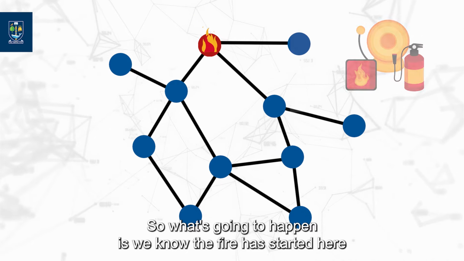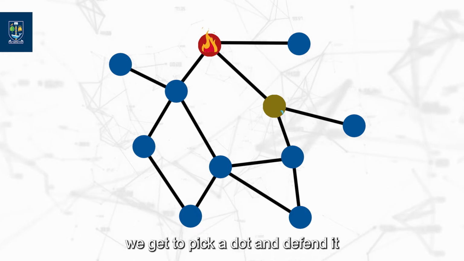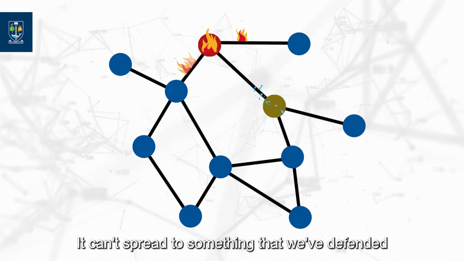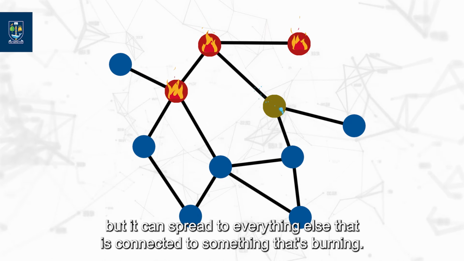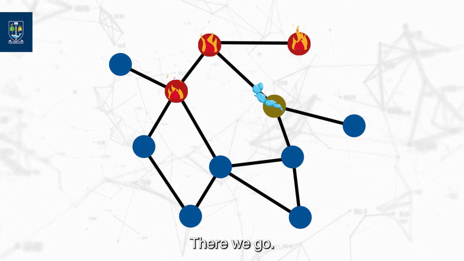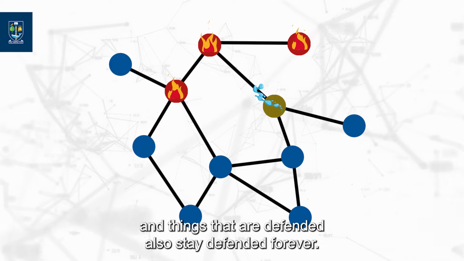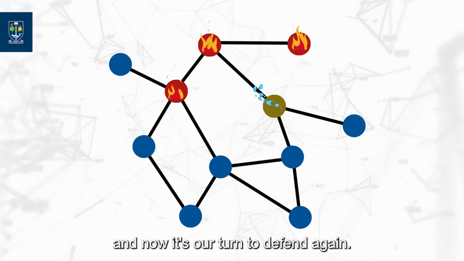So what's going to happen is we know the fire has started here, and then on our turn, we get to pick a dot and defend it, and then the fire is going to spread over all of the links that it can spread to. It can't spread to something that we've defended, but it can spread to everything else that is connected to something that's burning. There we go. Things that are on fire in this game stay burning forever, and things that are defended also stay defended forever. So we've done one step of this game, and now it's our turn to defend again.